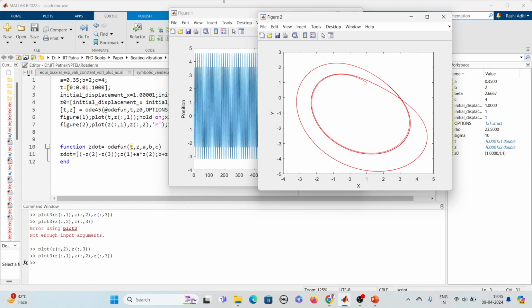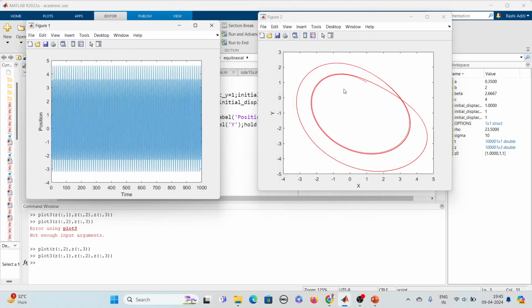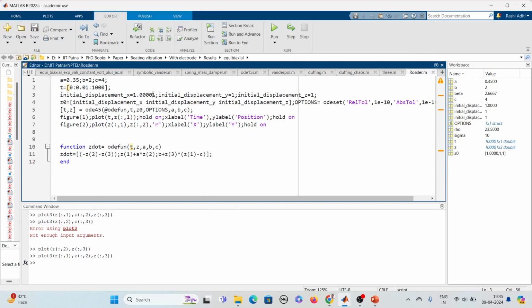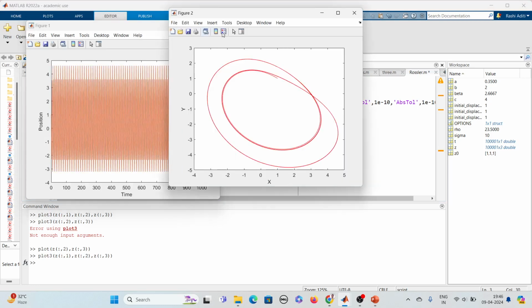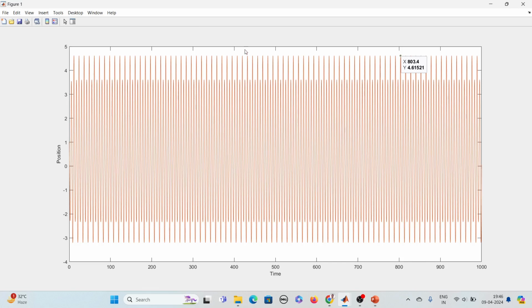See, again you're having the same phase plot. Your periodic response is the same. I'll again plot the time response for your reference. See the time response. Can you see it is actually overlapping?